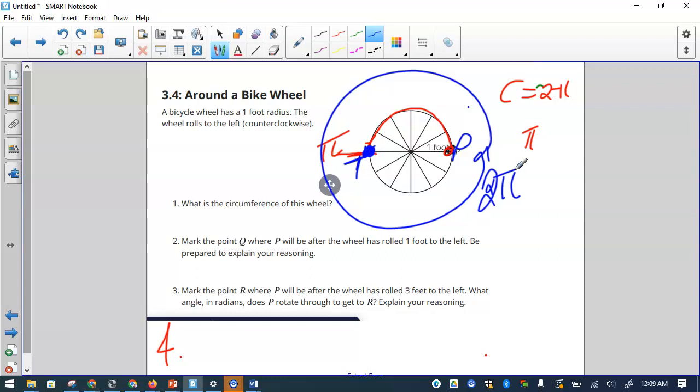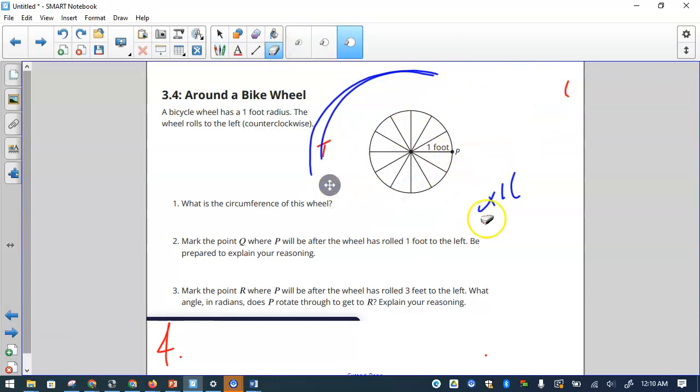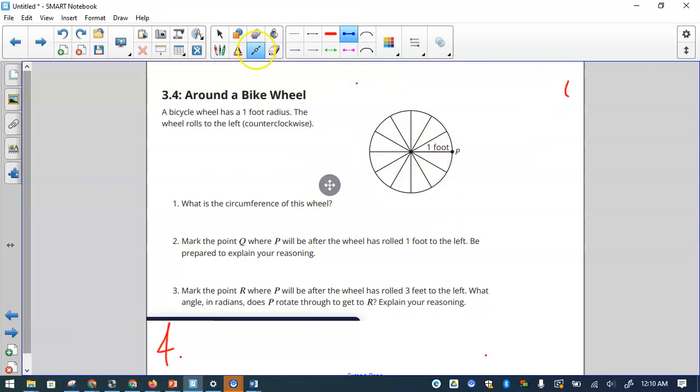Since each 2 pi feet is one full revolution of the wheel, the whole round is one full revolution, and this will be 2 pi. So after 2 pi, this will again be 4 pi, 6 pi, 8 pi, 10 pi. If it is 10 pi, you go back to the original point P. I hope that takes care of it, or I can show it another way.